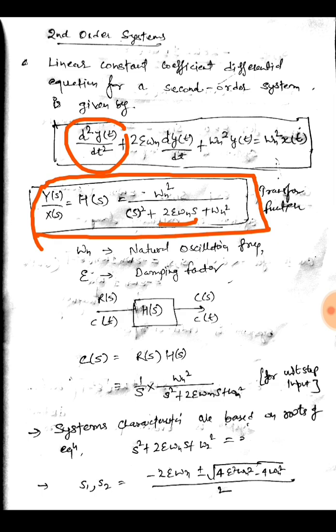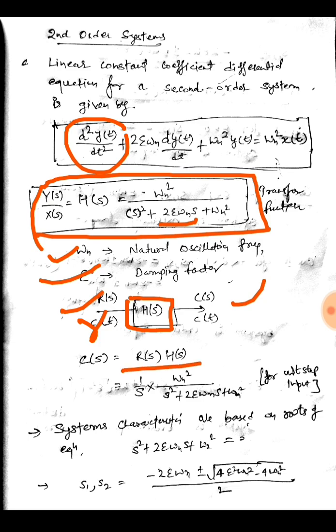So this is the transfer function for a second order system, in which omega n is the natural oscillation frequency of our system, and ζ is the damping factor or damping ratio. If H(s) is our transfer function, r(t) is our input, and C(s) and c(t) are our output in frequency and time domain respectively. So C(s) can be written as R(s) into H(s), that is input into transfer function.